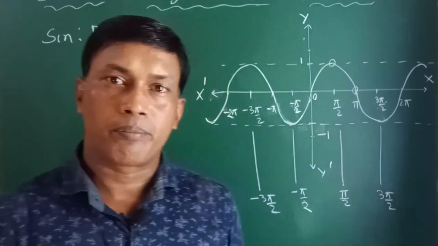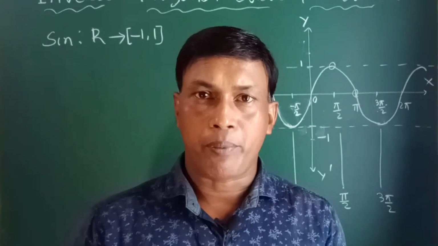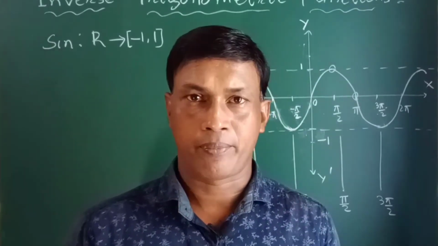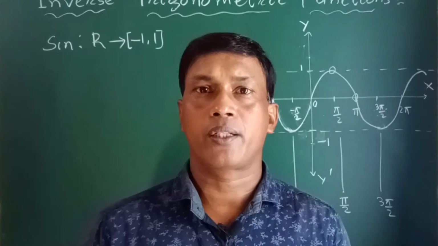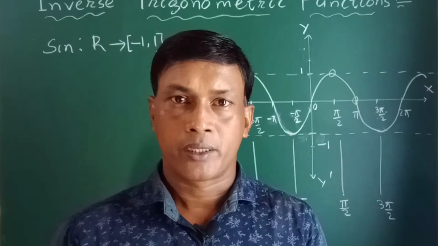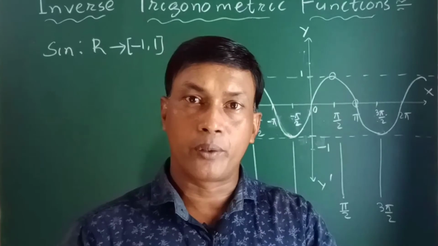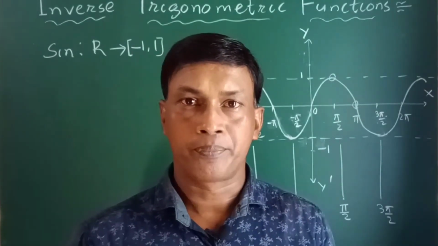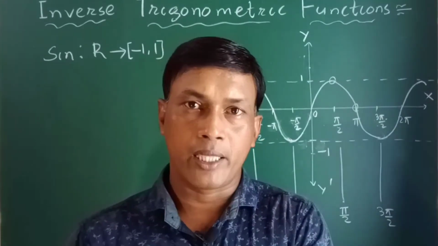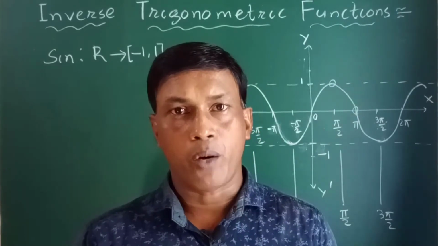First, in the function chapter we have already learned about the inverse function. If a function is bijective, one-one and onto, then its inverse exists. Otherwise, the inverse of a function doesn't exist. There are 6 trigonometric functions. In order to find the inverse of those 6 trigonometric functions, we have to show that these trigonometric functions are invertible. Invertible means that the inverse exists. That means they are bijective, one-one and onto.